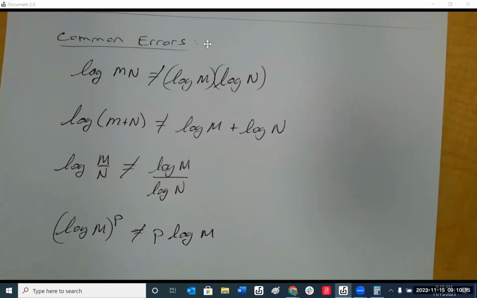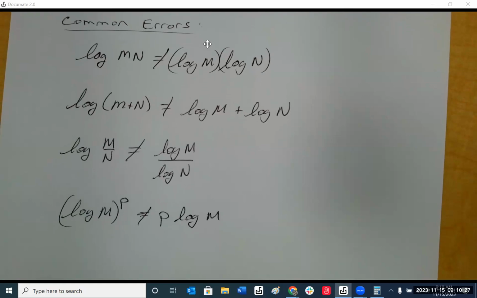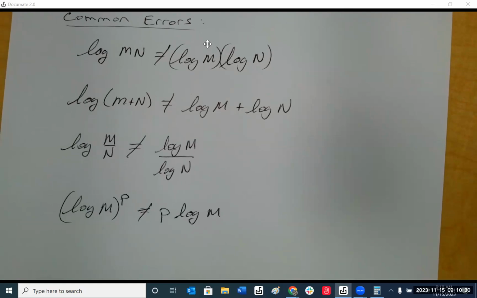These are the 4 most common mistakes that people make when they start using logarithms. Why? What's wrong with this one? Why isn't it that? Because the real rule is this. The exponent belongs to the m only, not to the whole thing.